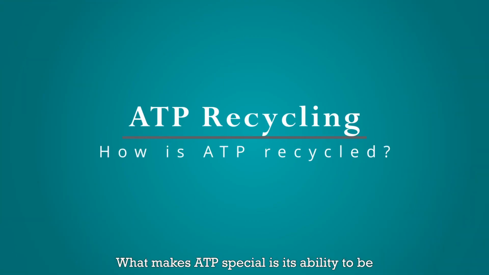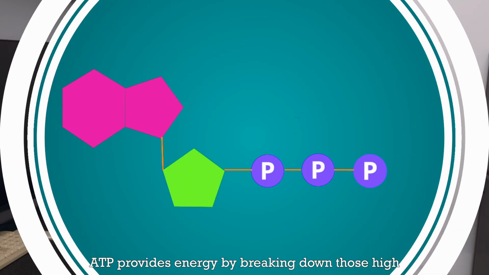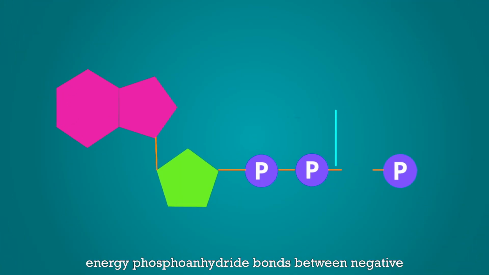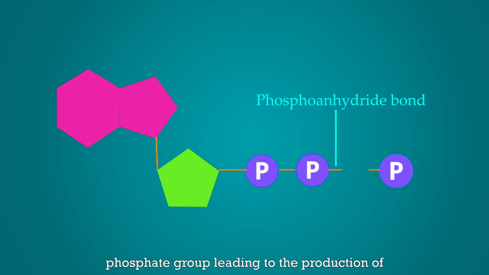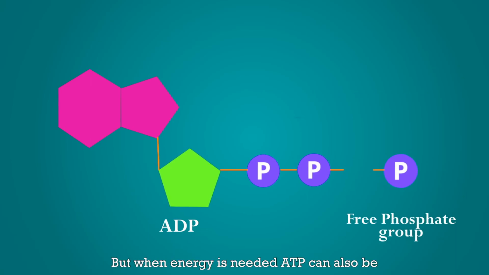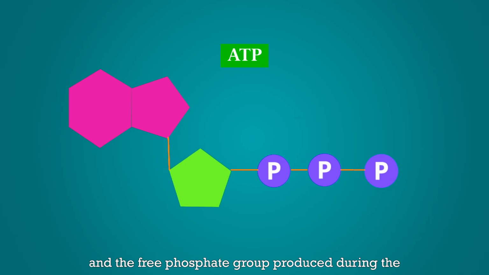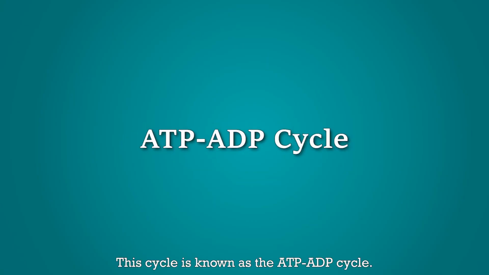What makes ATP special is its ability to be continuously recycled, ensuring steady energy supply to the cell. ATP provides energy by breaking down those high-energy phosphoanhydride bonds between negative phosphate groups, leading to the production of ADP and a free phosphate group. But when energy is needed, ATP can also be resynthesized using the ADP and the free phosphate group produced during the ATP hydrolysis. This cycle is known as the ATP-ADP cycle.